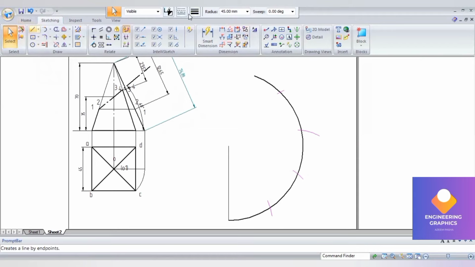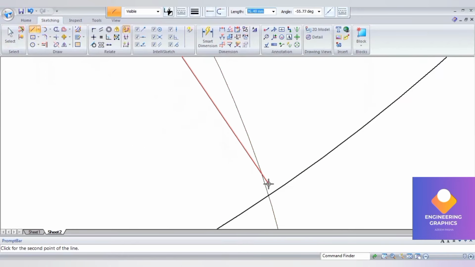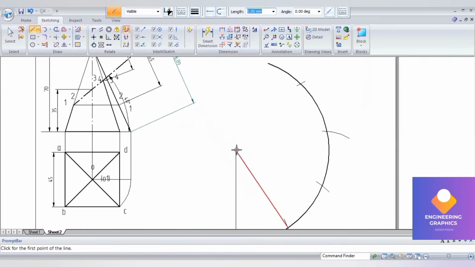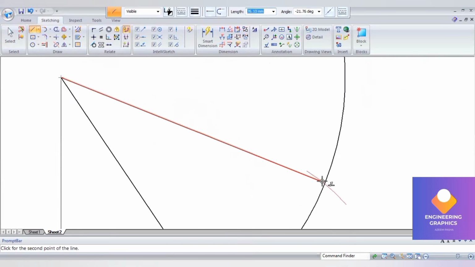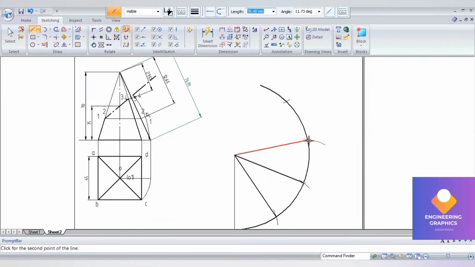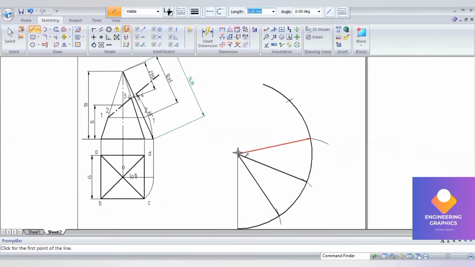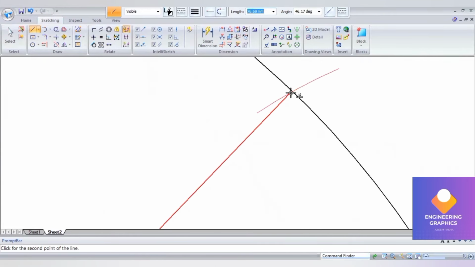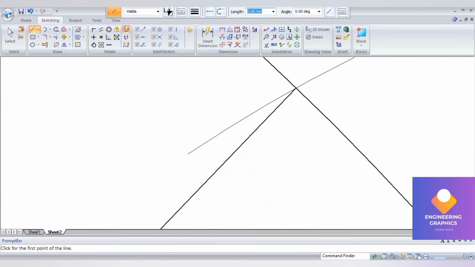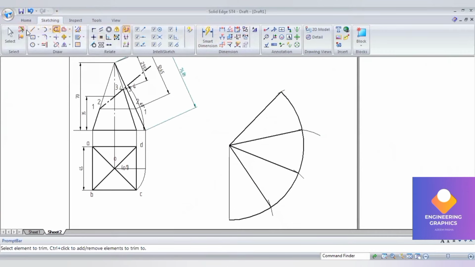Okay, now using a straight line we can join this. Zoom in and try to join with the exact point, so that we can avoid the mistakes. So the 4 arc points were cut.